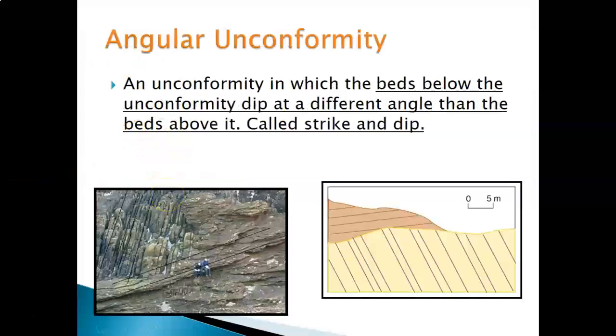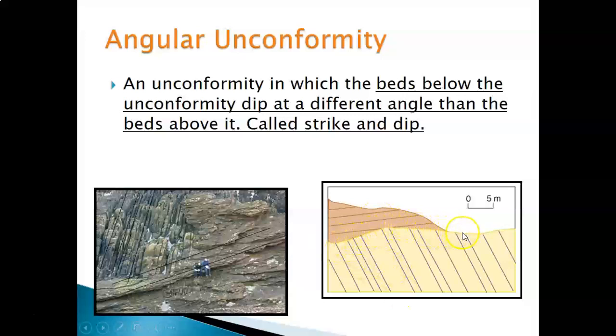So our first unconformity is what we call angular unconformity, and that just means that they've been tilted or moved upward or pushed upward. So an unconformity in which the beds below the unconformity dip at a different angle than the beds above it. We call this strike and dip in geology. And so this picture does a good job here. So here's our angular unconformity. More than likely at one point they were horizontal like this, but they got tilted upward. They got pushed upwards, more than likely due to some type of mountain building process, some type of plate tectonics. And then another environment came over top and deposited more layers. So we can see that break right here.